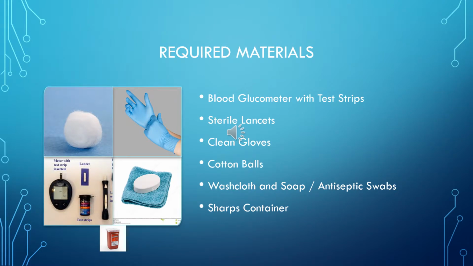Here we're covering what we need as far as required materials. The blood glucometer with test strips. Now these can vary. There are many manufacturers out there. There are different models available to the patient. Hospitals will have their preference on what they use. So it's important when you're using these to make sure you're familiar with the equipment, make sure you're trained on the equipment. If not, there are manuals that you can follow as far as guidance on how to use them.